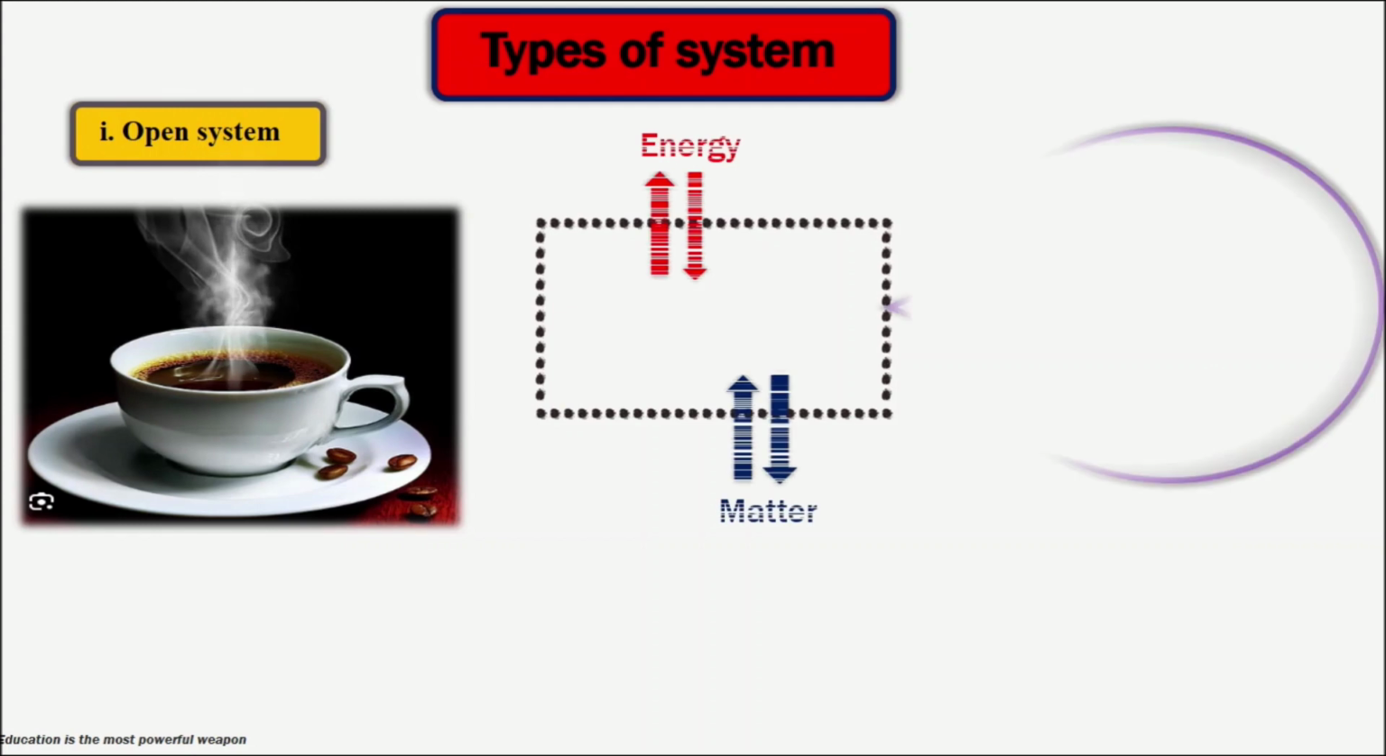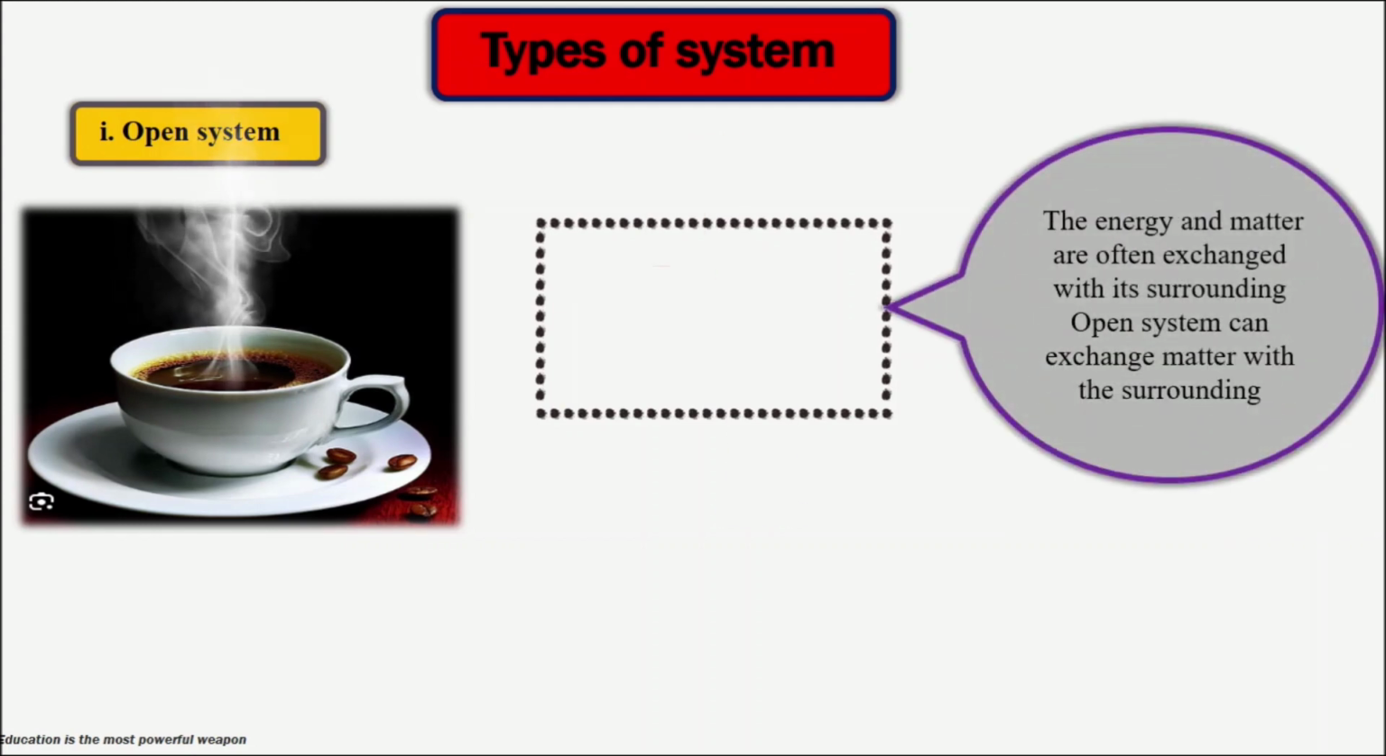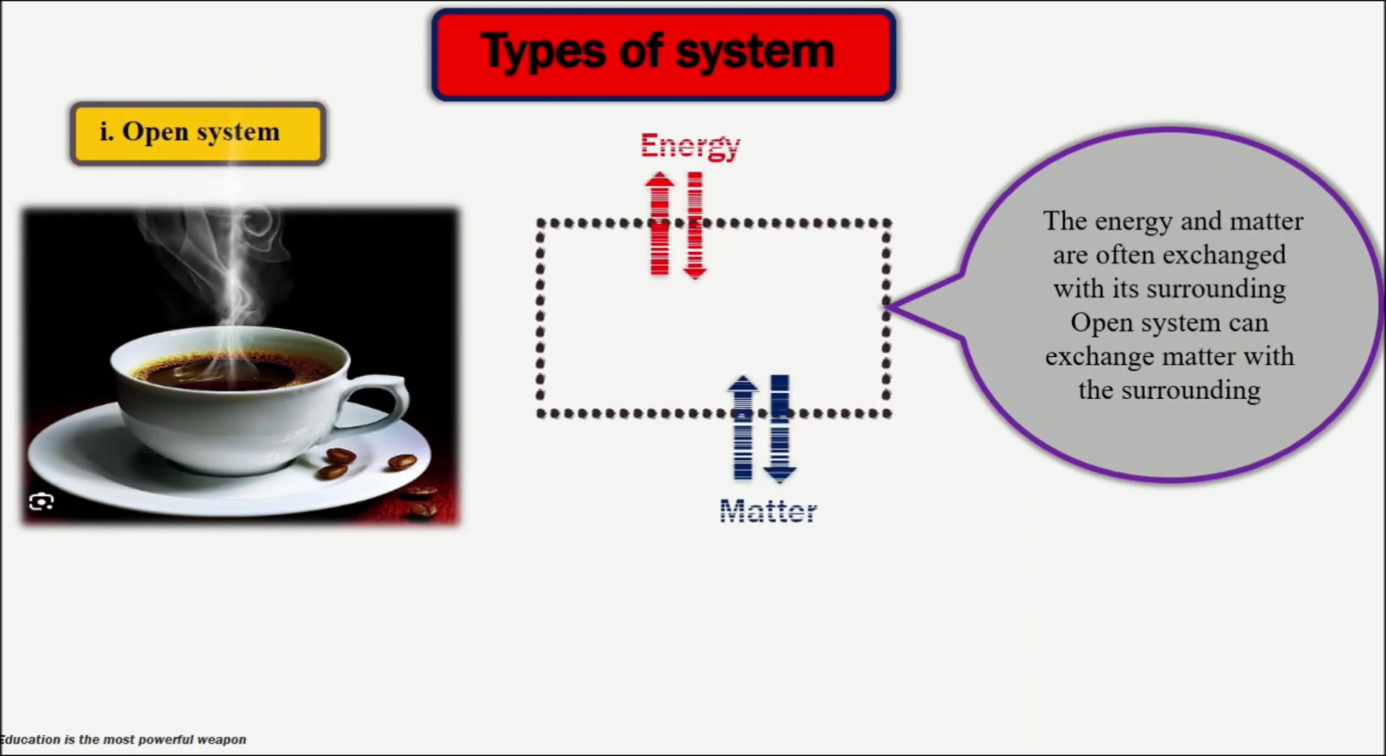For example, coffee becomes cold when left open for some time in a container as a result of exchange of energy with the surrounding. At the same time, some amount of coffee escapes from the cup as a vapor. This is because of exchange of matter with the surrounding. Hence, this is an example of an open thermodynamic system.